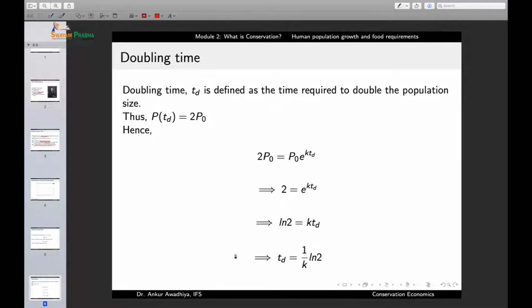So doubling time, Malthus had said that it is 25 years, and in our equation also we are seeing that it is coming to be 1 by k, which is a constant, multiplied by log 2, which is also a constant. So we have a constant doubling time, which is telling us that yes, the population doubles every fixed time and it is going through a geometric progression.